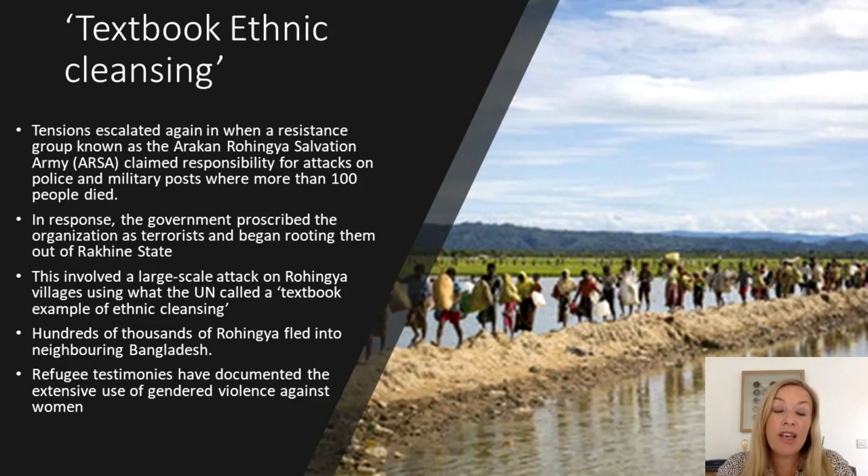This involves a large-scale attack on Rohingya villages, and the UN calls this a textbook example of ethnic cleansing, and it's condemned universally and globally. So hundreds of thousands of Rohingya flee into neighbouring Bangladesh almost overnight. And we are getting a sense of what that was like. Lots of censorship existed at that time in Myanmar, so it was sometimes difficult to get an understanding of what was happening. But we've now got lots of refugee testimony that documents the extensive use of gendered violence against women, and the murder of Rohingya Muslim men in these villages.